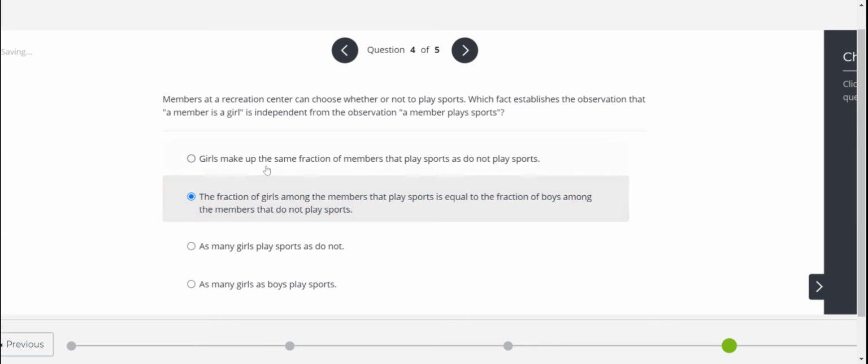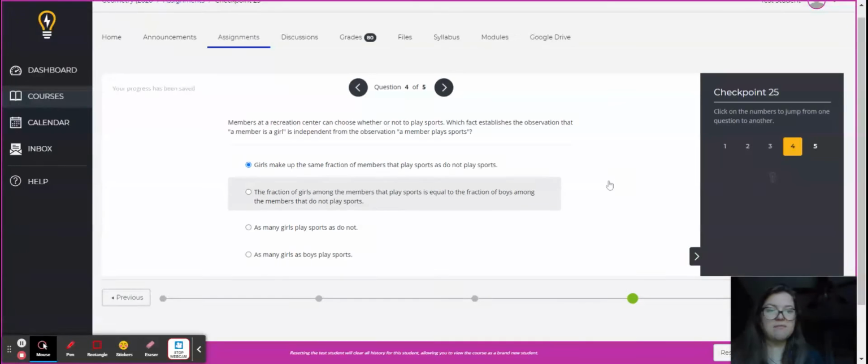They have to be the same fraction. Girls make up the same fraction of members that play sports as do not play sports. That's it. Because we have either play sports or do not play sports. Those are the two groups. And it's not boys and girls. It's sports and not sports. And the girls would have to be the same for both of them.